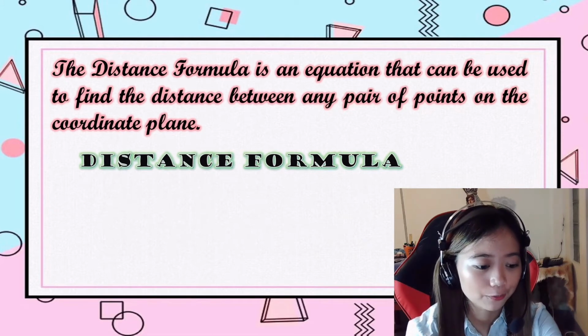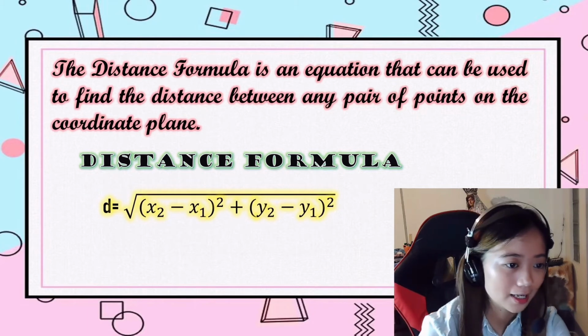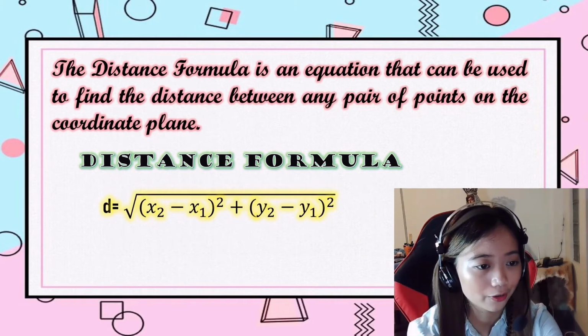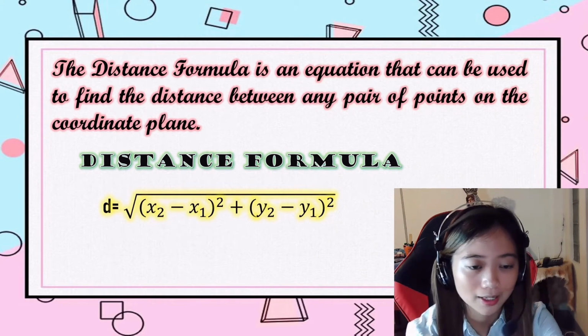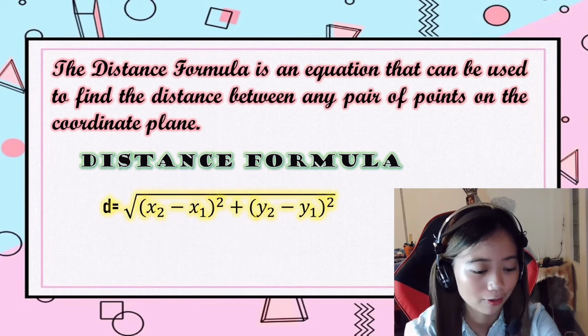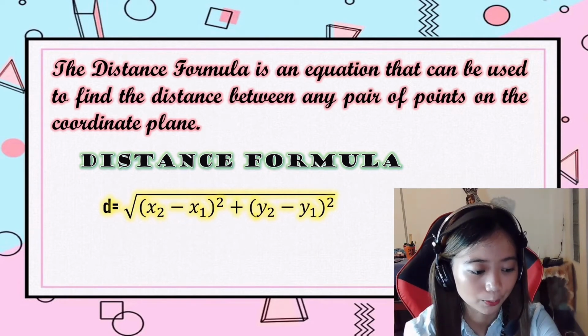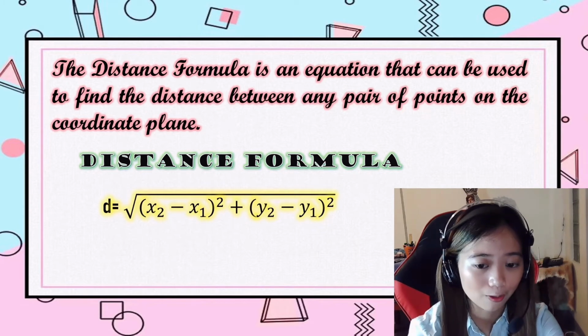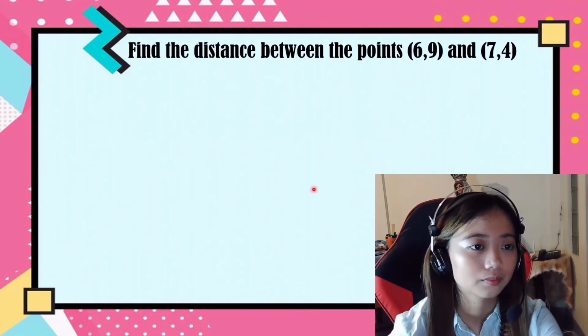The distance formula is equal to d equals square root of the quantity of x sub 2 minus x sub 1 raised to the second power plus the quantity of y sub 2 minus y sub 1 raised to the second power. It is an equation that can be used to find the distance between the pair of points on the coordinate plane.